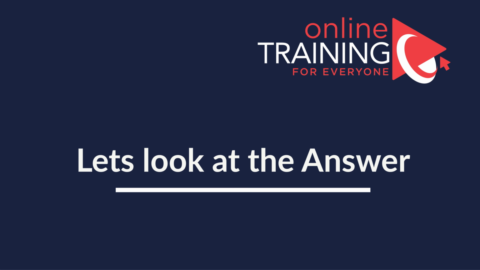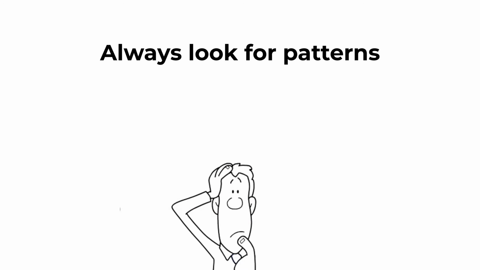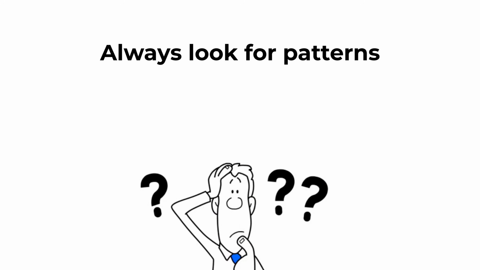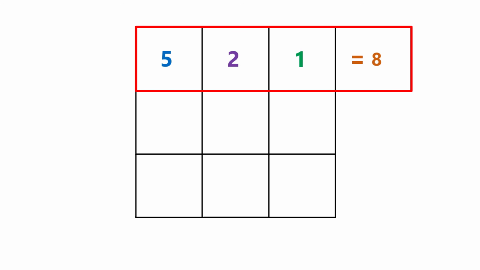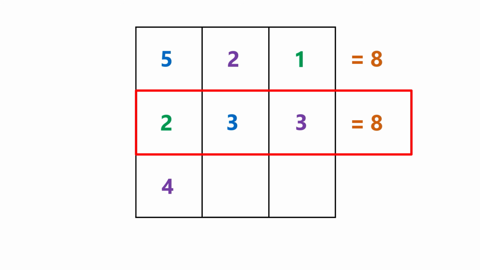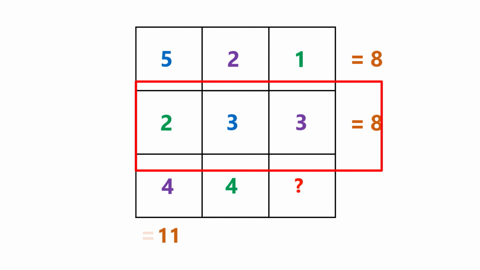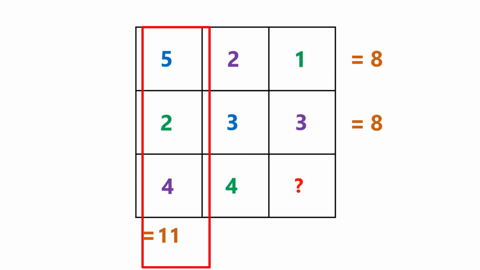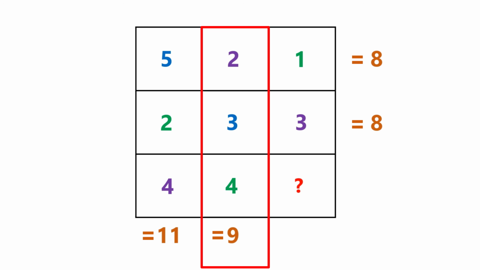As usual, my advice to you, always look for patterns. In this particular case, we need to look at the patterns inside the rows and then inside the columns. Let's look at the first 2 rows to see if we can get a pattern. The sum of 5 plus 2 plus 1 equals 8. The sum of 2 plus 3 plus 3 also equals 8. So there might be a pattern. Let's look if there is a pattern for the columns that have full sets of numbers. 5 plus 2 plus 4 equals 11. 2 plus 3 plus 4 equals 9. So there is no pattern.